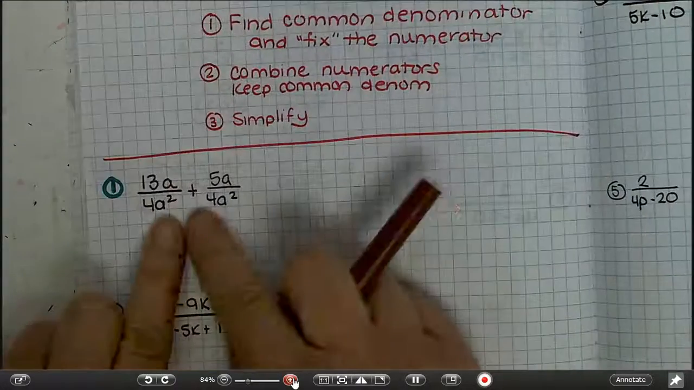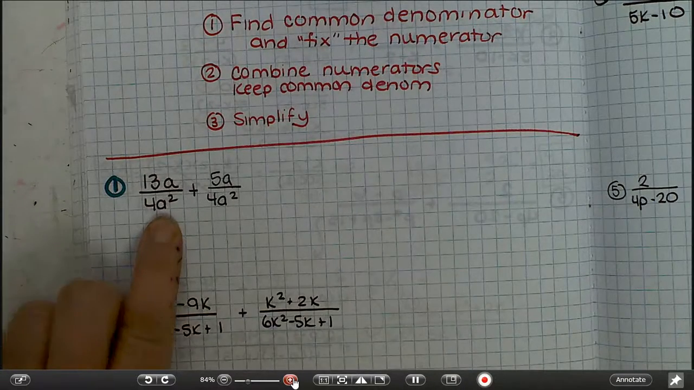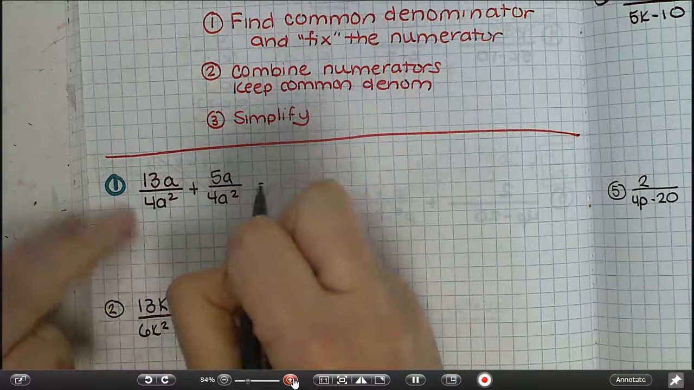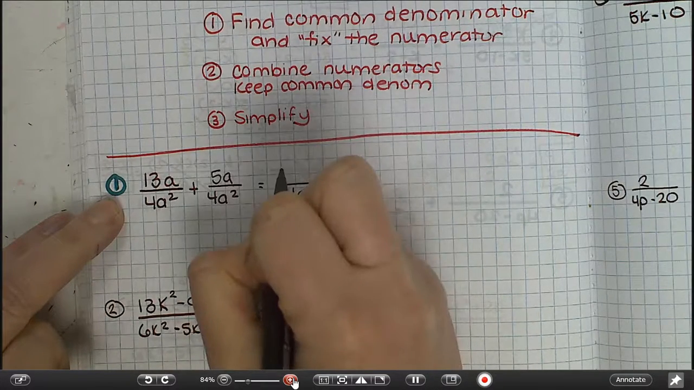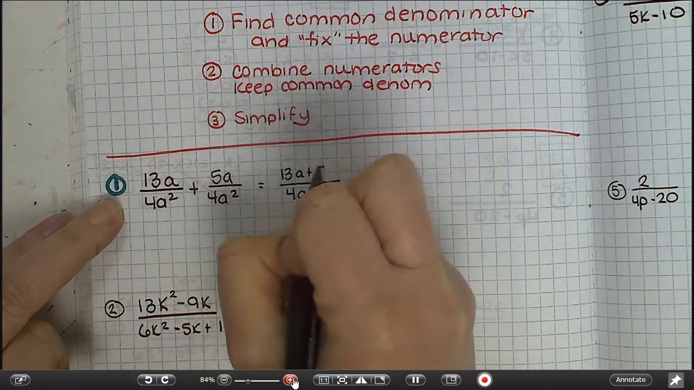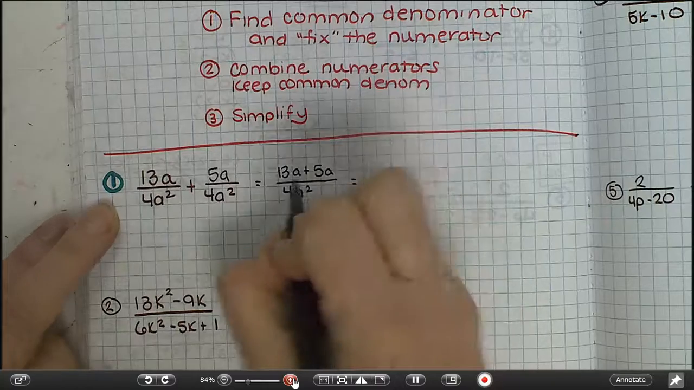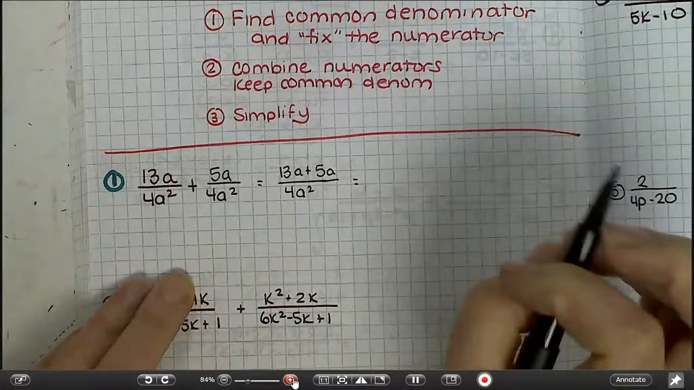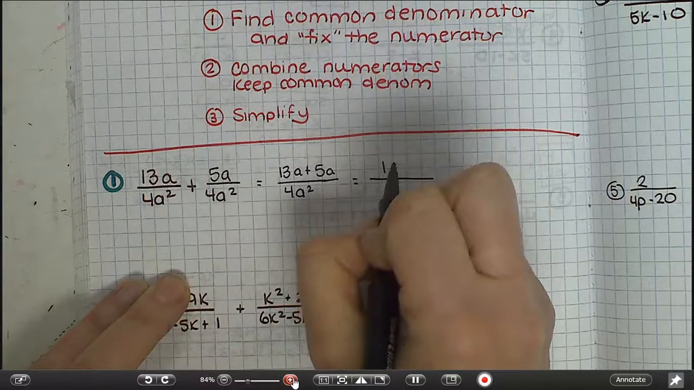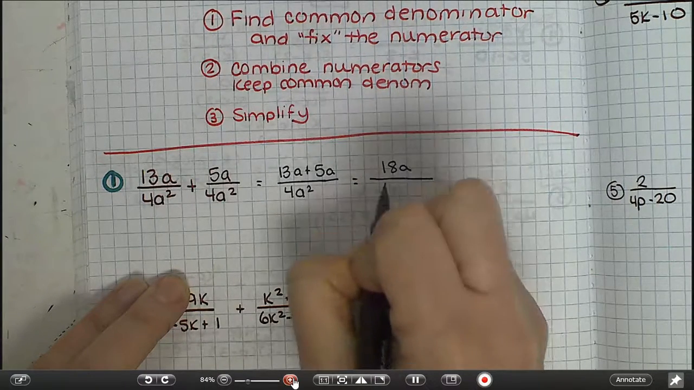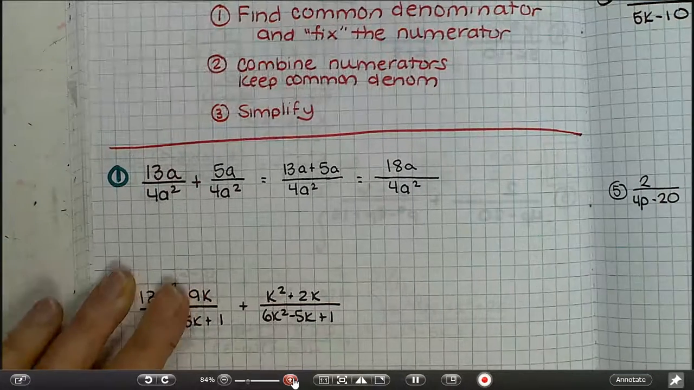So here we have to check out our denominators, and our denominators are the same, which is awesome. So we get to skip the factoring step and start right with the combining step. So we keep our denominator the same and we combine the numerators. I recommend you write it all out. I know it seems like a lot of work, but it'll help in the long run. Combine 13a plus 5a is 18a over 4a squared. And then you can simplify.